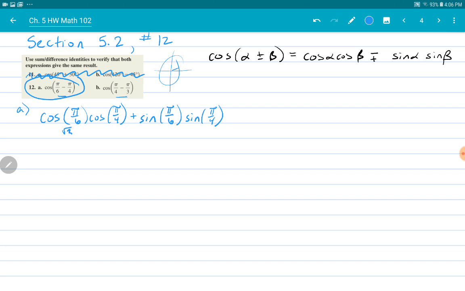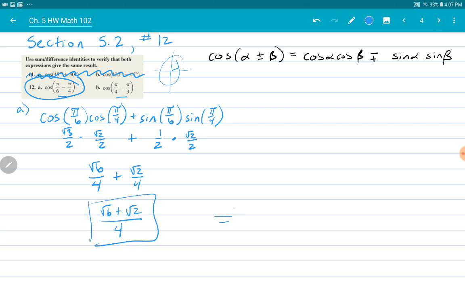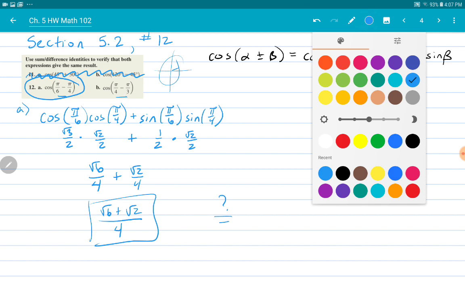So that's radical 3 over 2 for cosine of pi over 6. And cosine of pi over 4 is radical 2 over 2. Sine of pi over 6 is 1/2. And sine of pi over 4 is radical 2 over 2, which gives me radical 6 over 4 plus radical 2 over 4, which gives me radical 6 plus radical 2 over 4. So let's see if that's going to be equal if I do it a different way.